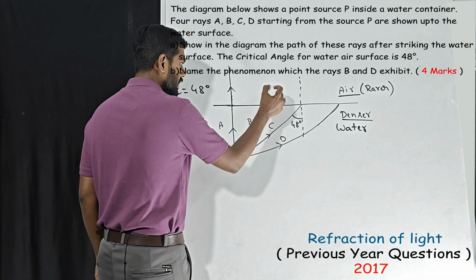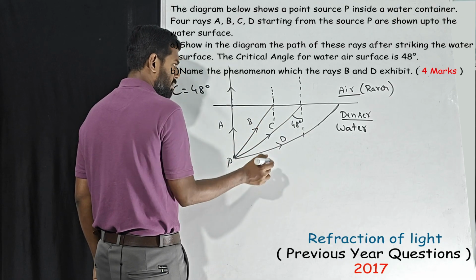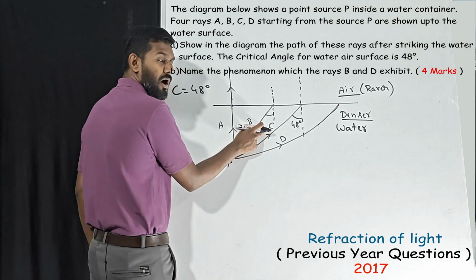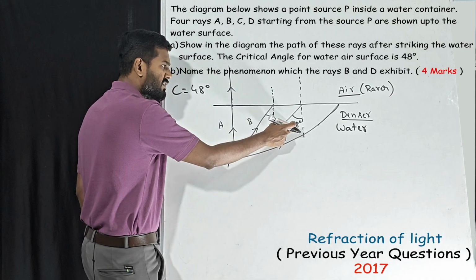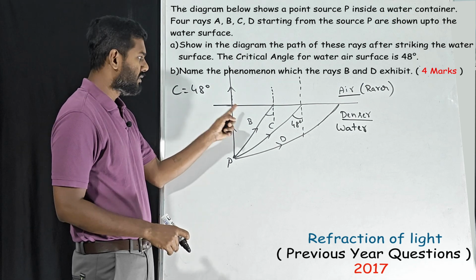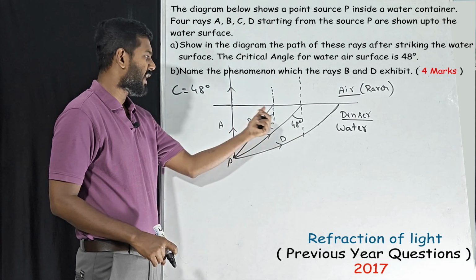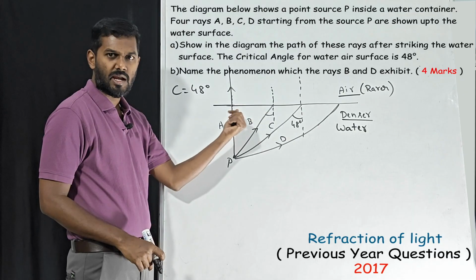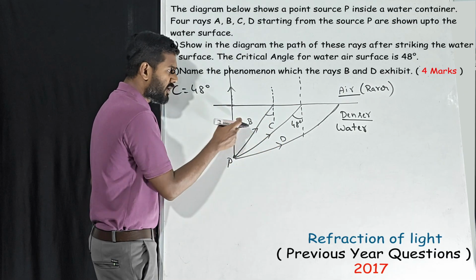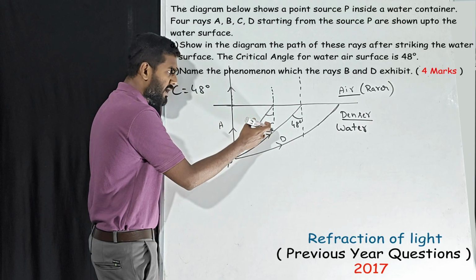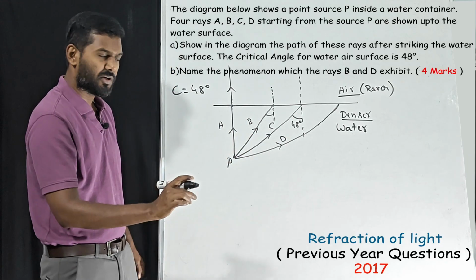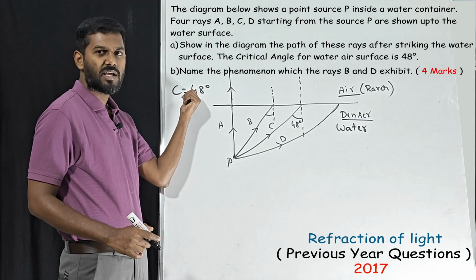Wherever there is an incident point, draw the normal. Now we can easily say, see, the ray C has an angle of incidence given as 48 degrees. The first one had an angle of incidence of 0. This B is between 48 and 0, correct? So B cannot be more than 48, correct? So it is going in order: 0, some angle, and the ray C has 48 degrees. So this is definitely less than 48 degrees, and the critical angle is given as 48 degrees.